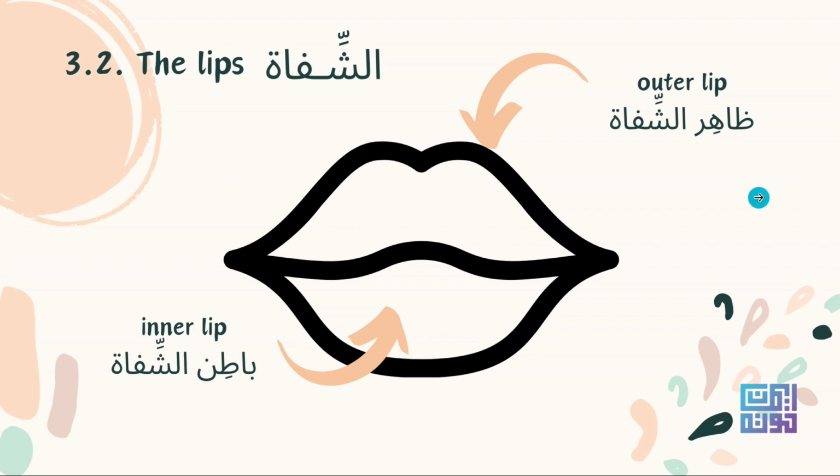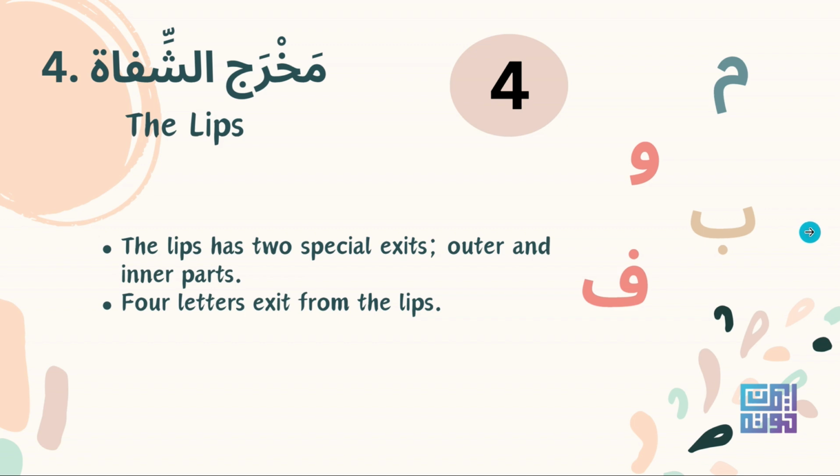We also have the lips. Remember when we were talking about the lips and we said that we have this outer lip, which is the dry part, and the inner lip, which is the inside wet part. What are the letters that are pronounced from the lips? We have 4 letters pronounced from the lips. So the lips has 2 special exits, outer and inner part. But there are 4 letters that exit from the lips.